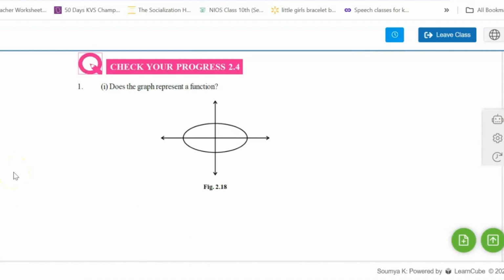So this is one question that you have got. Check your progress 2.4. Does the graph represent a function? So this graph, whether it is a function or not, has to be found out. For that, the first thing is you have to find out x and y values. After reading the values from the graph, you can say whether it is a function or not. For that, first find out these points. Okay, these are the points that are being used here.